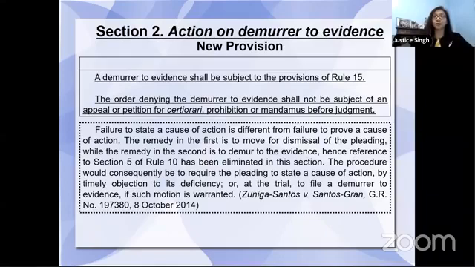the demurrer to evidence is denied by the court, you cannot raise it on appeal kasi hindi pa tapos ang ating case, 'di ba? Na-deny ang demurrer mo, ibig sabihin proceed pa tayo with the presentation of the defendant's evidence. And then you cannot also question it via certiorari, no?